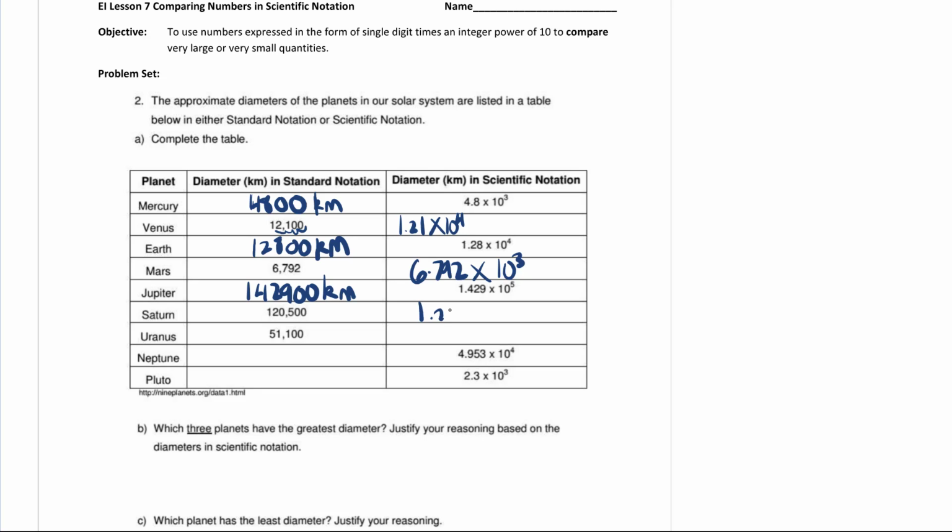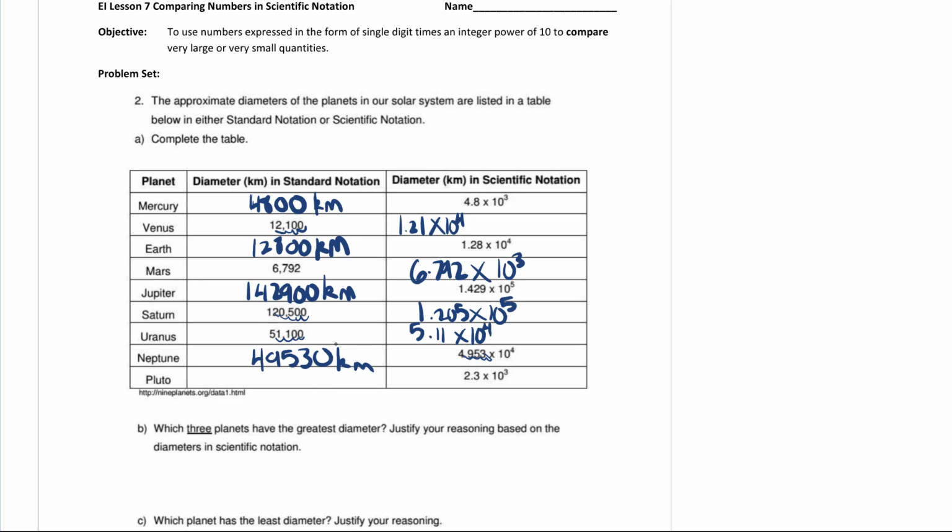This is 1.205. We move the decimal how many times? 1, 2, 3, 4, 5 times to do that. So 10 to the 5th. Uranus, move the decimal 1, 2, 3, 4 times to get to 5.11. Here we have 4.953. I'm going to move the decimal 4 times. The point was here. Now we're going to go 1, 2, 3, and 4. The fourth one will add a 0 for that.